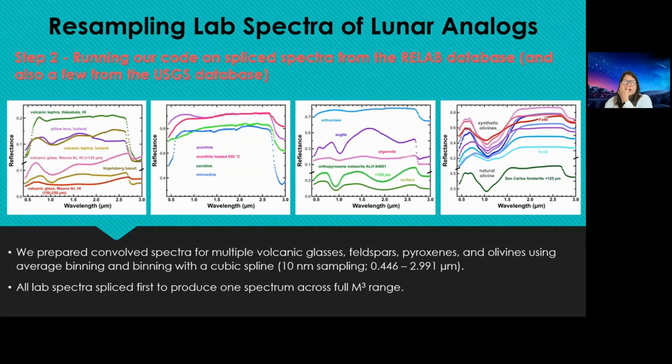Then we used our code to process a wide range of spectra from the RELAB database at Brown University, and also a few more of the USGS data that had been spliced together, so we have one spectrum across the whole M-Cubed region. On the left are some volcanic glasses, and then some feldspars, and then a bunch of pyroxenes and some olivines.